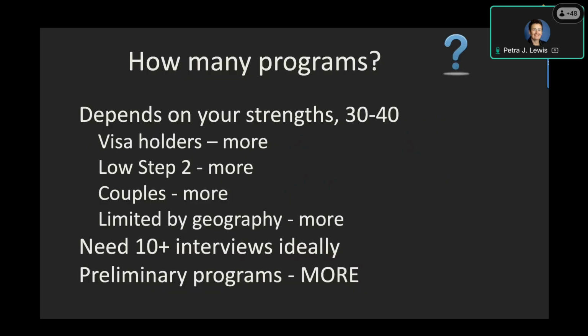So how many programs? It depends on your strengths, usually around 30 to 40 is okay. If you are looking for a visa, you need more. If you have a low Step 2, more. Couples, more, often a lot more. If you're very limited by geography, you may need to do more.